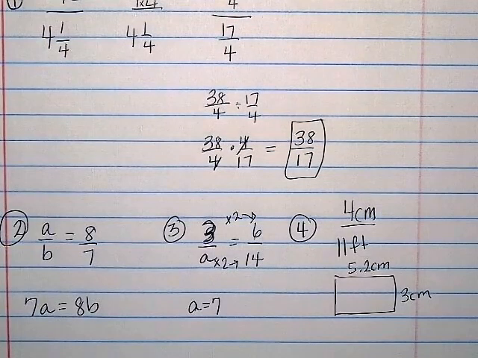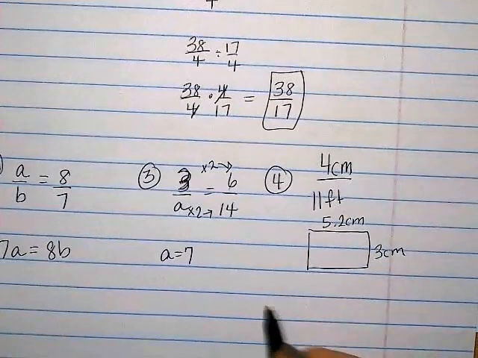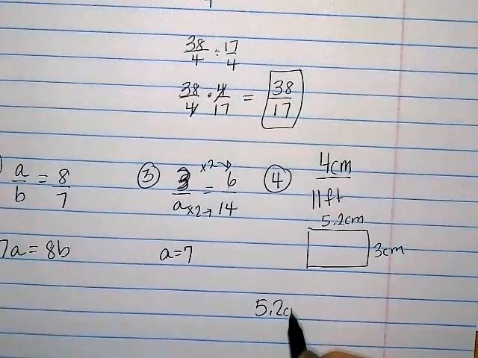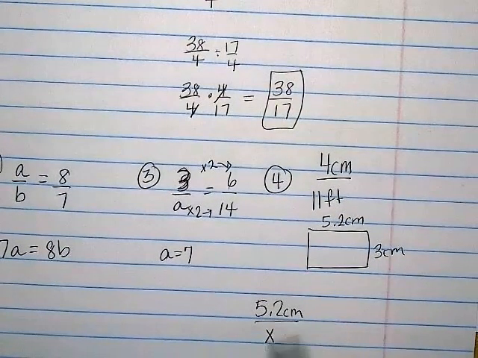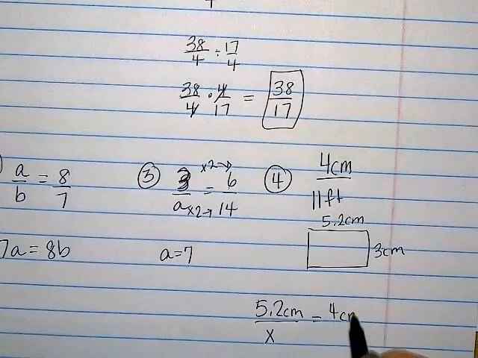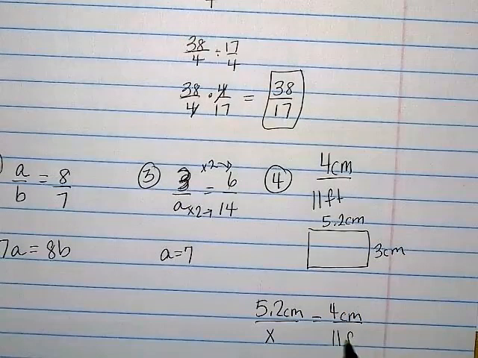A lot of times kids will mess up. They'll try to take 5.2 and 3 and make them into some kind of ratio. We're talking about scale. We're not talking about length to width. We're talking about real building to the drawing, relating those distances. So we'll want to set up 5.2 centimeters to how many feet is equal to 4 centimeters to 11 feet.